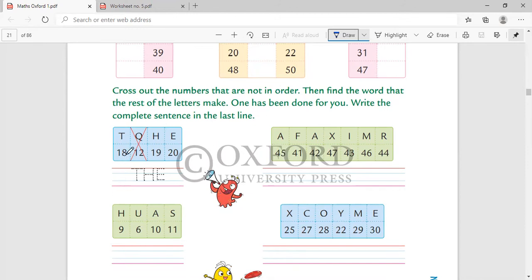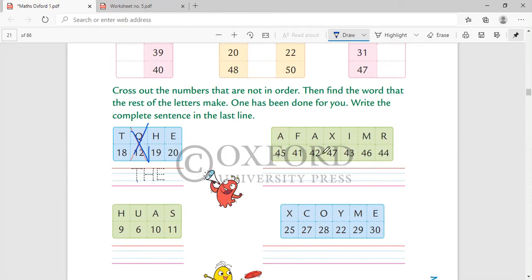Now see the numbers 18, 12, 19, 20. Does 12 come after 18? No. So we will cross this out completely. Okay, as it's already been crossed. What do the numbers make? 18, 19, 20. P-H-E. You have to write here. P-H-E. What is the word? The.